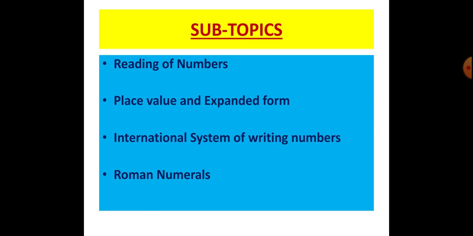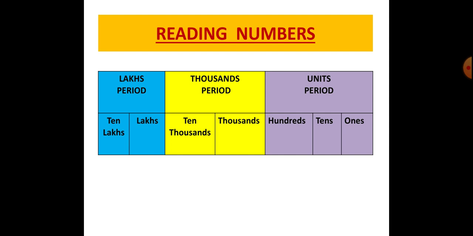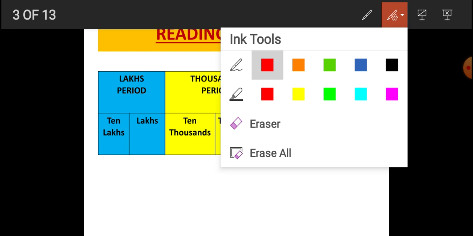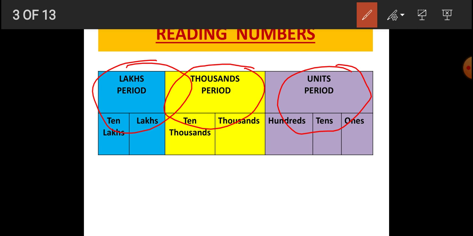Now let's start with our first topic, reading of numbers. Before reading a number, we divide it into periods starting from the right. The first period consists of 3 digits called the units period. Next period consists of 2 digits called the thousands period. Next period also consists of 2 digits called the lakhs period. We separate the periods by a comma.